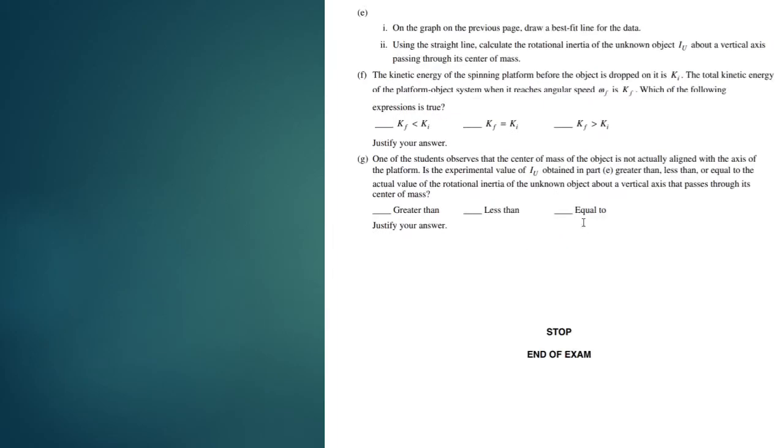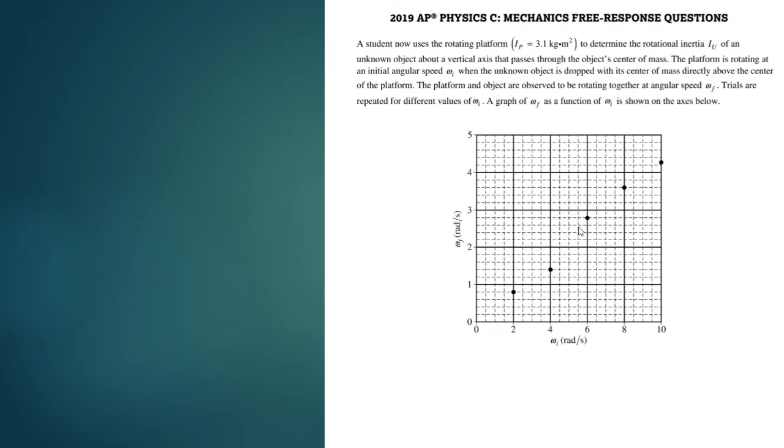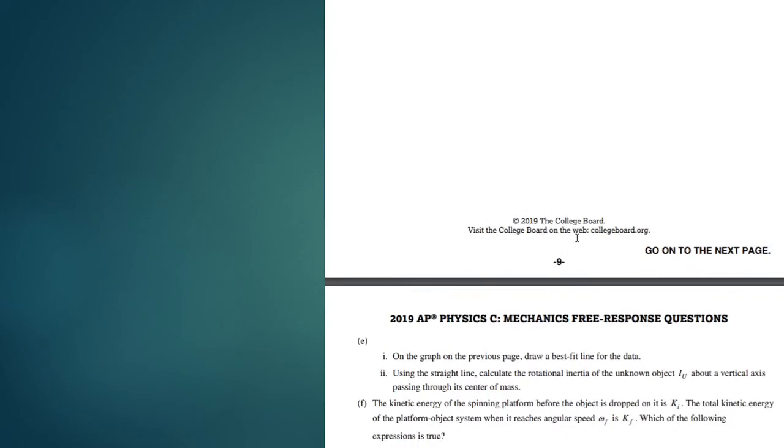Alright, so we're approaching the end, we're almost at the end. It says that a student now uses the rotating platform. We're given the rotational inertia to find the rotational inertia of an unknown object about a vertical axis that passes through the object's center of mass. So we have a graph, and it says on the graph on the previous page, draw a best fit line for the data. Okay, well once again, I don't have the graph over here, but I'll do my best to try and replicate it.